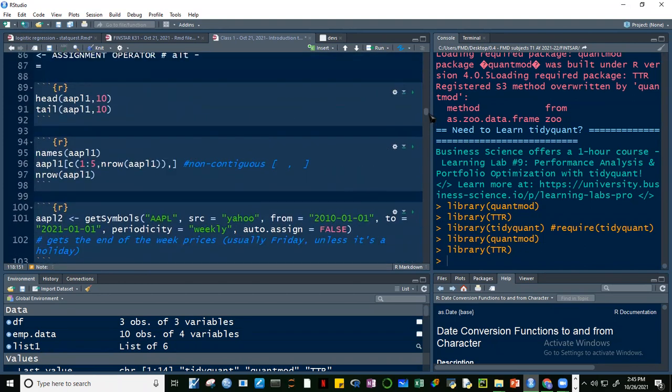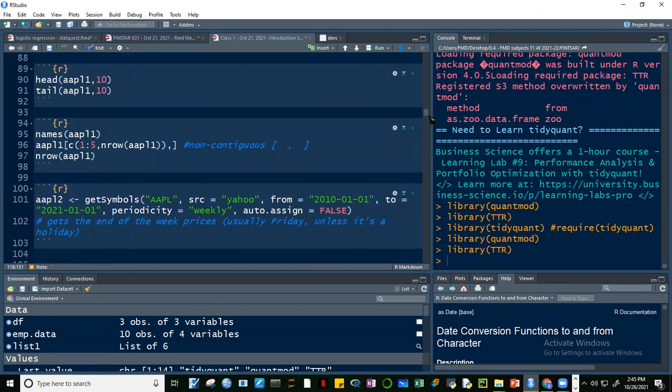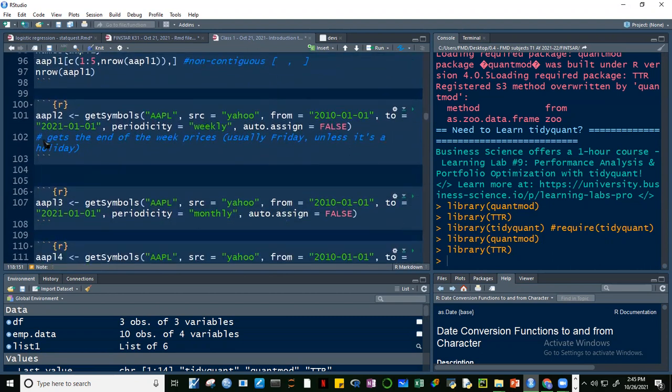Okay, so here we're getting, I think we ended here, when we tried to get the Apple stock prices from Yahoo from January 1, 2010 up to the beginning of January 1, 2021, weekly prices. Okay, so let's run this.